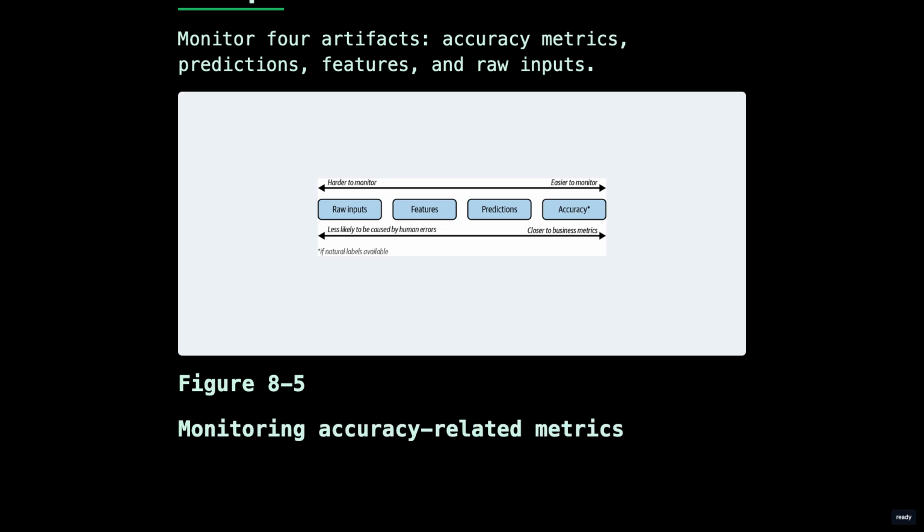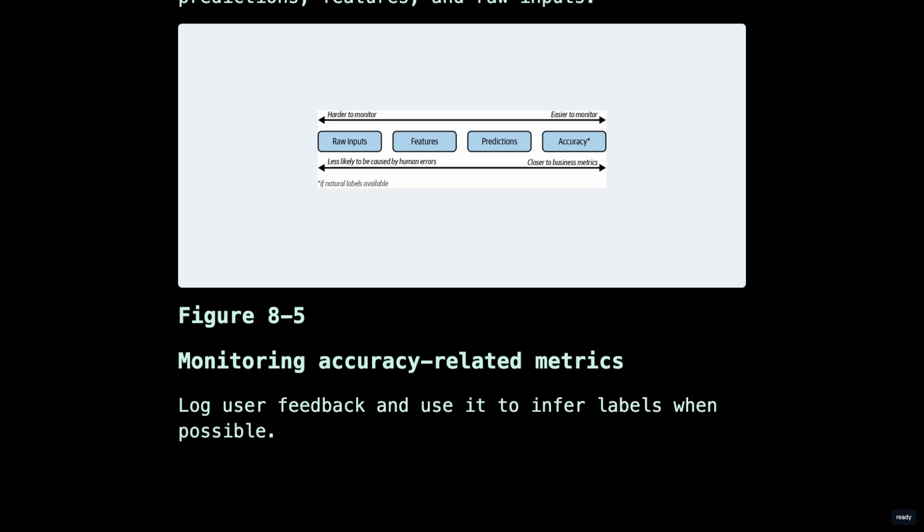Accuracy-related metrics are the closest thing to the model's real scorecard. They matter because they tell you whether users are seeing better or worse predictions, not just whether the system is mechanically producing outputs. When users click, buy, upvote, or otherwise react, that feedback can become a label or a clue about one. Those signals are the most direct way to measure whether performance has started to slip.